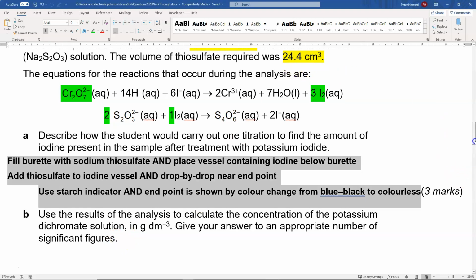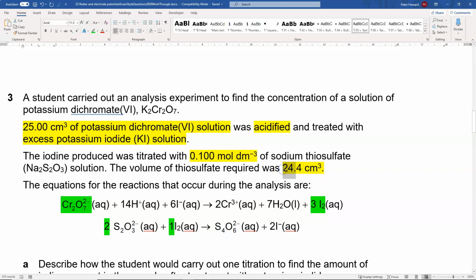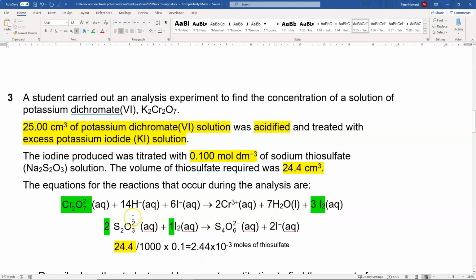So we need to find out the concentration of the potassium dichromate. If we go slightly back up, I might just do the calculations up here because this will make life easier. We have a concentration and the volume for thiosulfate, so we could do the volume, divide by 1,000, times by the concentration, times 0.1, giving us 2.44 times 10 to the minus 3 moles of thiosulfate. If we now look at the equation, for every 2 moles of thiosulfate, 1 mole of iodine would have reacted. So we take this value and divide it by 2. This will give us 1.22 times 10 to the minus 3 moles of iodine.